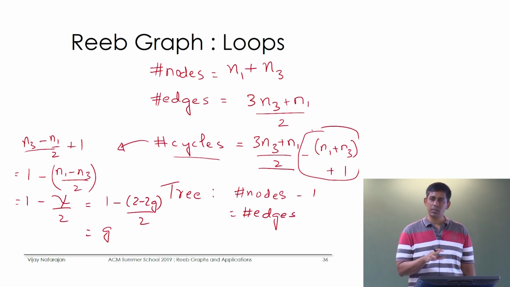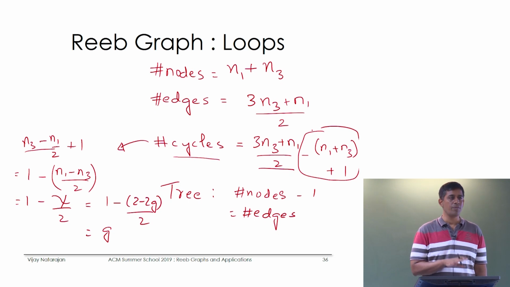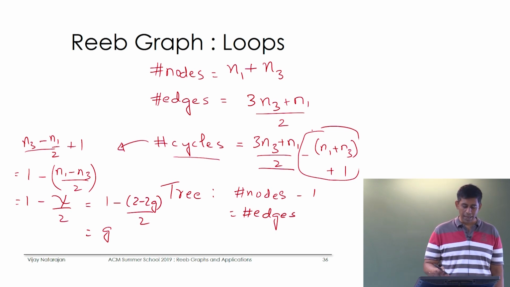Of course this is more of a first principles argument. There is a more direct argument using homology groups. We will not talk about that; I didn't want to introduce it. This is a more direct argument that the number of cycles is equal to the genus.